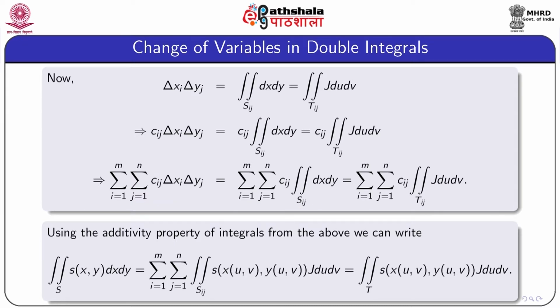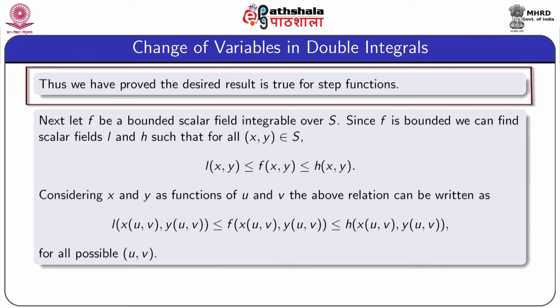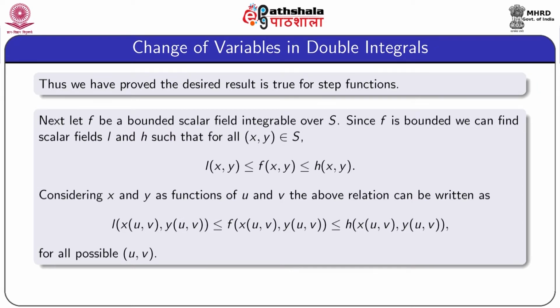Then using the additivity property of integrals from the above, we can write the double integral over S of s(x,y) dx dy equal to the double summation for i and j from 1 to m and 1 to n respectively of the double integral over Sij of s(x(u,v), y(u,v)) J du dv, which equals the double integral over T of s(x(u,v), y(u,v)) J du dv. That means we have proved the desired result is true for step functions.